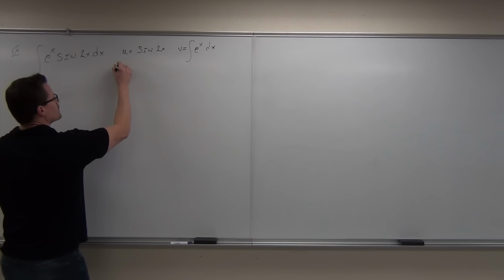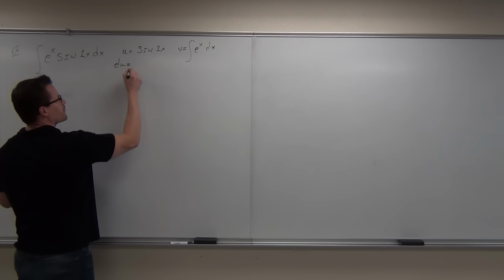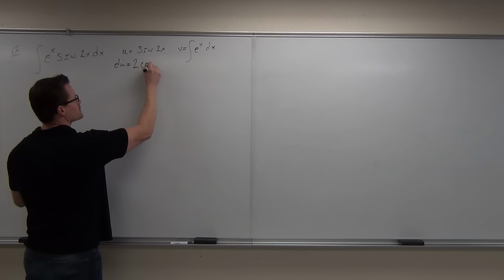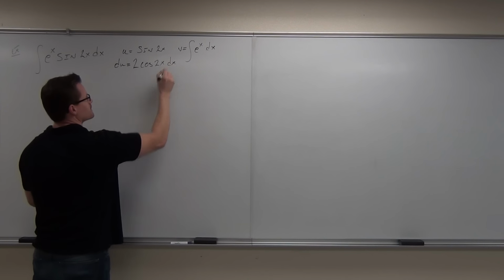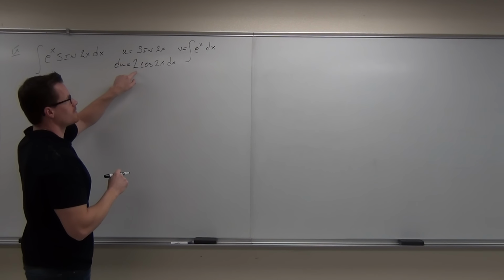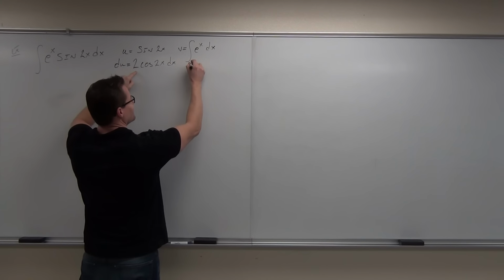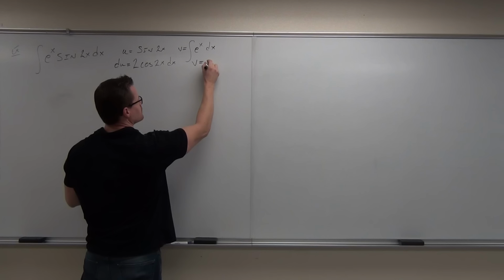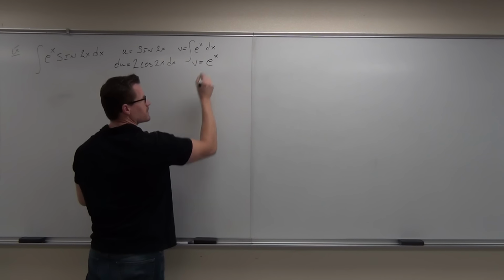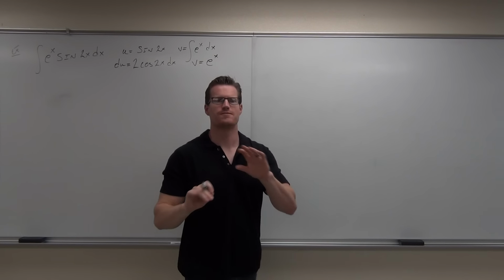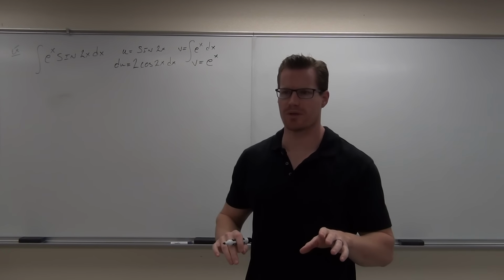If we do this, then du equals 2 cosine 2x dx. Can you please explain to me where this 2 comes from? And v equals? E to the x. Do I need a plus c right now? No. We're going to wait until the very end to put a plus c. Quick head nod if you're okay with that one.